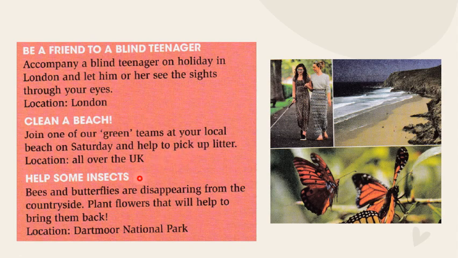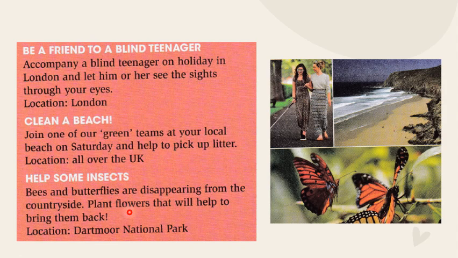Okay, and the fourth one, help some insects. Insects are serangga, yes. Okay, so bees and butterflies are disappearing from the countryside, are disappearing, they are going missing. Okay, they are gone from the countryside, pinggir bandar.